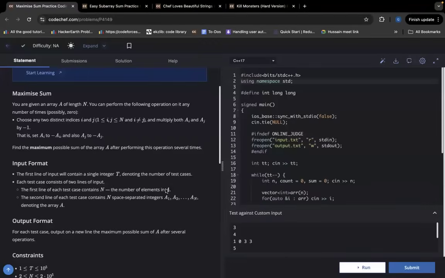Okay. So if this is clear, you are given an array A of length n. You can perform the following operation any number of times. You can also do it zero times. The question says that you have to choose two distinct indices i and j and multiply both ai and aj by -1. That is, set ai to -ai and aj to -aj. Find the maximum possible sum of the array after performing this several times.